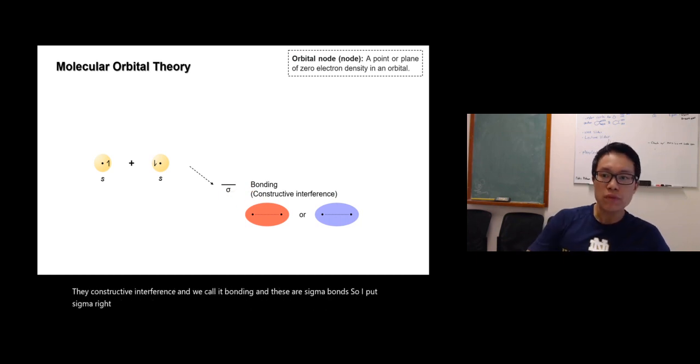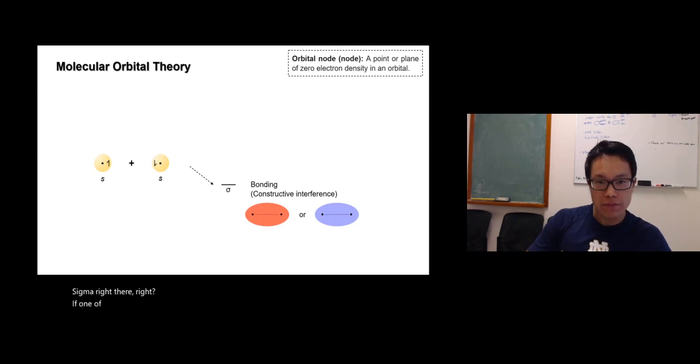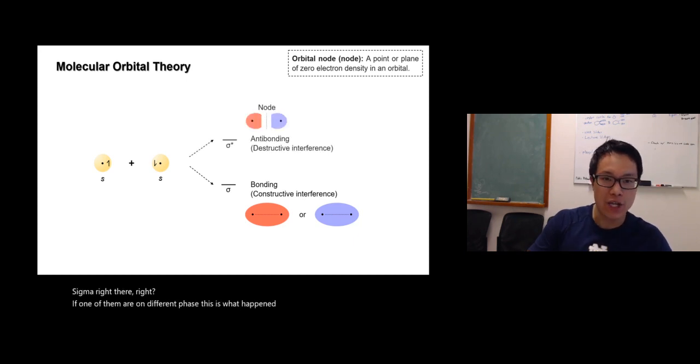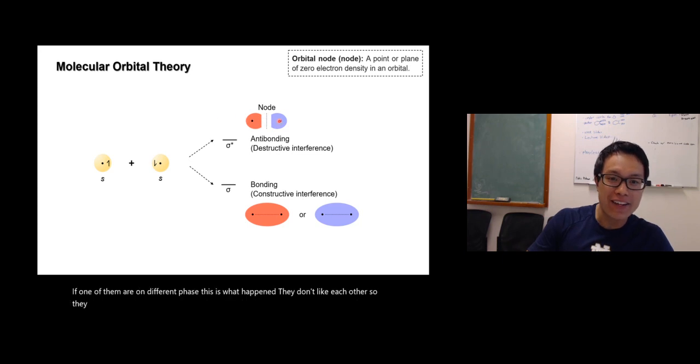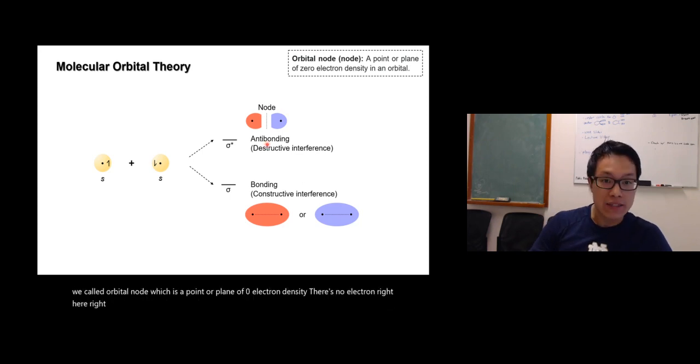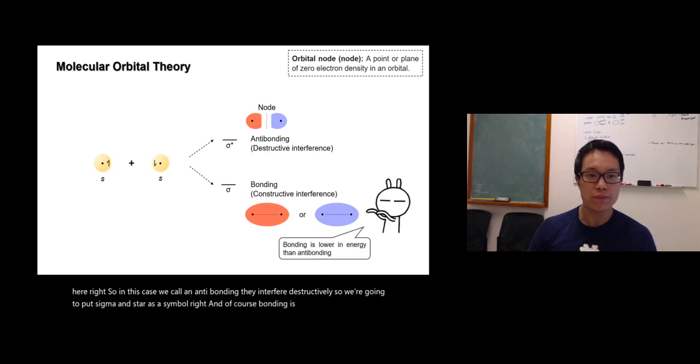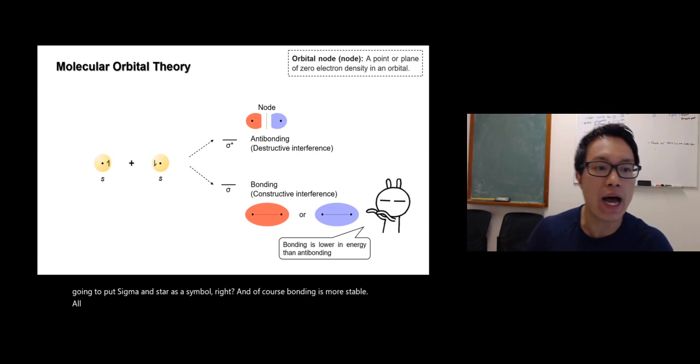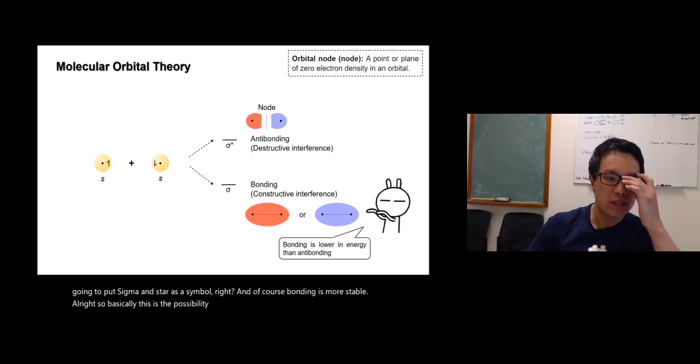Now, if one of them is in a different phase, this is what happens. They don't like each other, so they try to turn away in the opposite direction, and in the middle we get a node. We call it an orbital node, which is a point or plane of zero electron density. There's no electron right here. In this case, we call it anti-bonding. They interfere destructively. So we're going to put sigma and star as a symbol. And of course, bonding is more stable. Basically, these are the possibilities of two s orbitals overlapping.